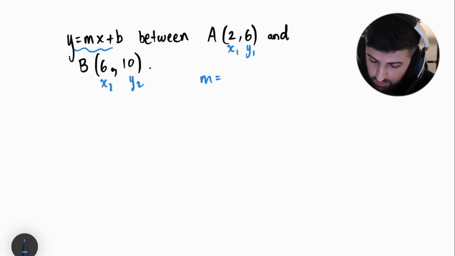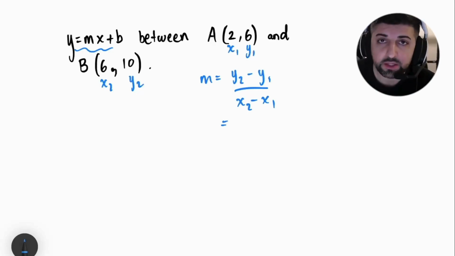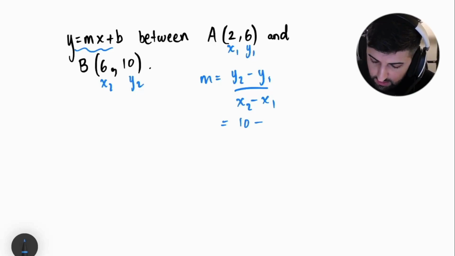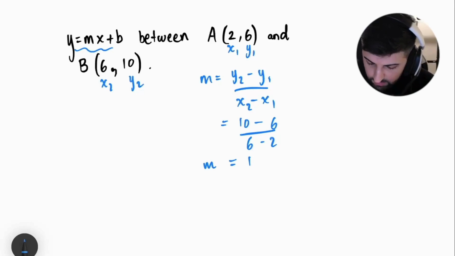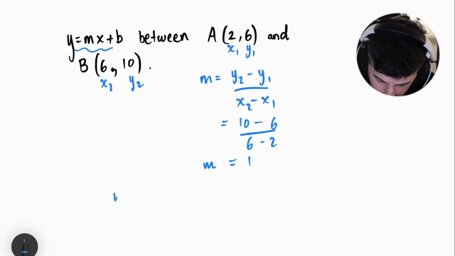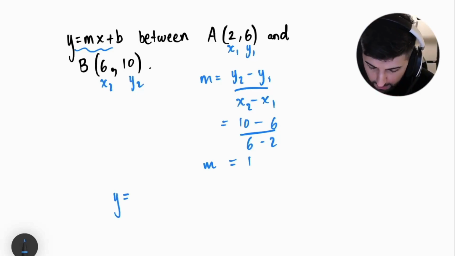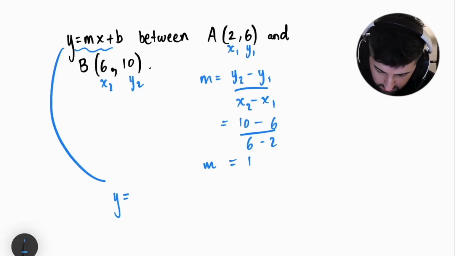Okay, so the slope would be y2 take away y1 over x2 take away x1. They plug in the values. Okay, so y2 is obviously 10. So it's 10 minus 6, that's y1, divided by 6 minus 2. They get a slope of 1. Nothing wrong with that.